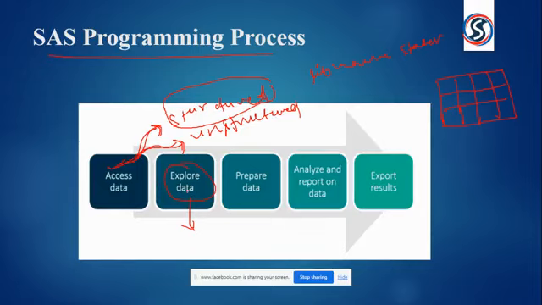Suppose we want to filter the records. How will you do that? You will use the where expression to filter the records. Suppose you want to sort your data. How will you do it? You will use proc sort. Proc sort helps you to sort your data, and you can even group your data also. Getting?